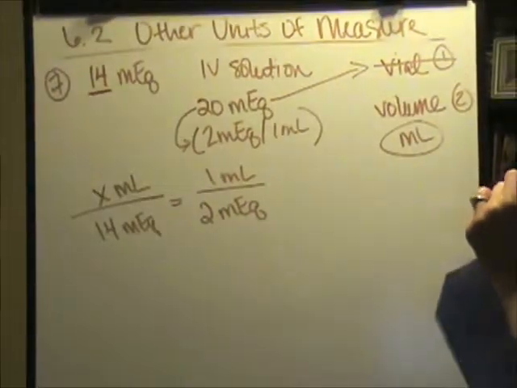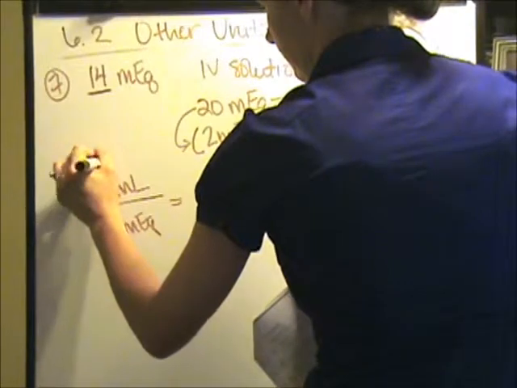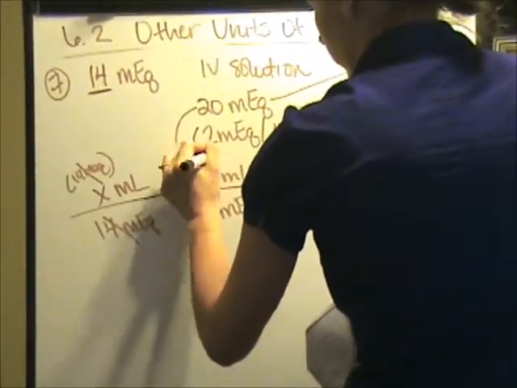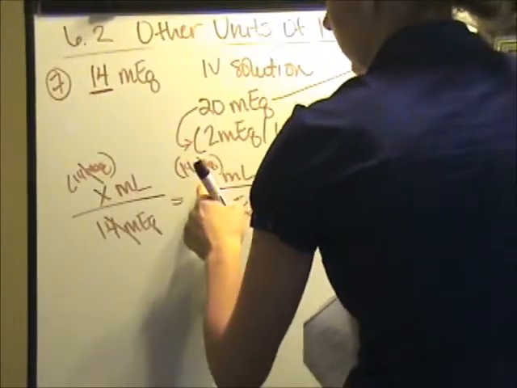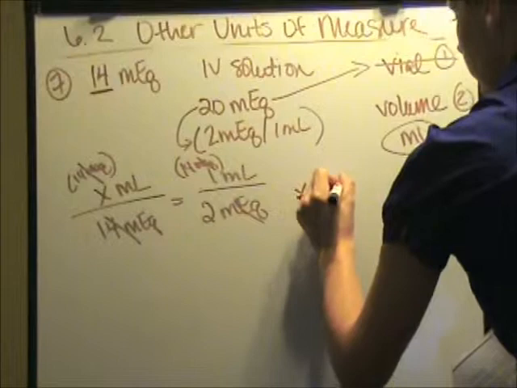Okay, so now we're ready to solve for X. The milliequivalents will cancel themselves out. So 14 times 1 is 14, divided by 2, X equals 7 mL.